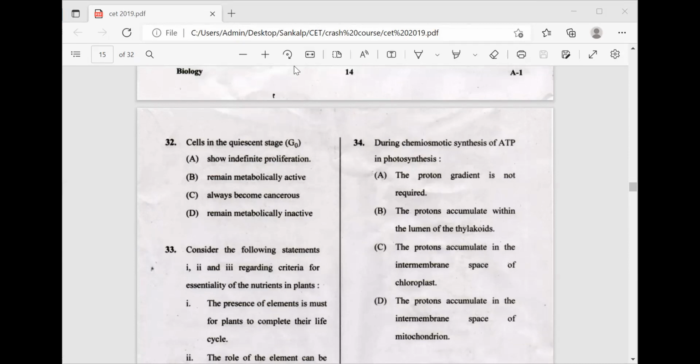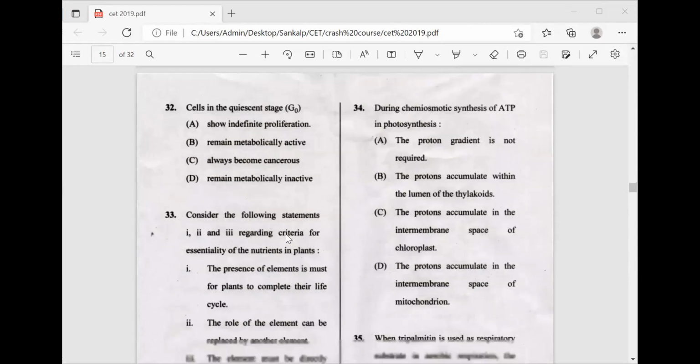What about the answers? Janvi said option A. Bhairesh said option B. Okay. Kirtana said option A. Vani voted as B. So the answer to the 32nd question is option B, that is remain metabolically active. Correctly answered by Bhairesh and Vani. Okay, good going. 33rd question.